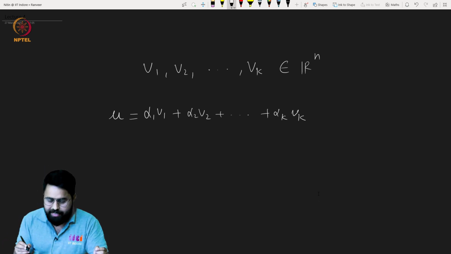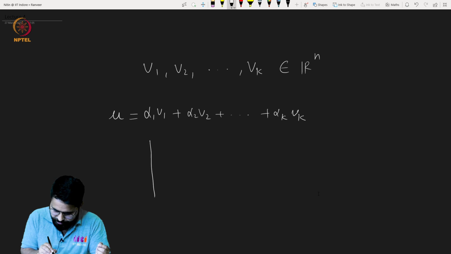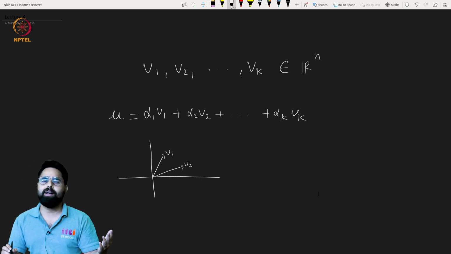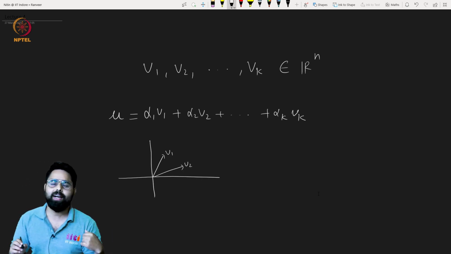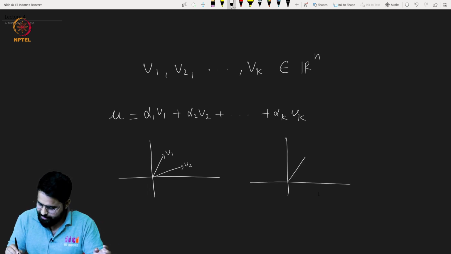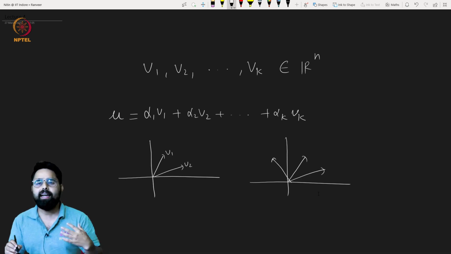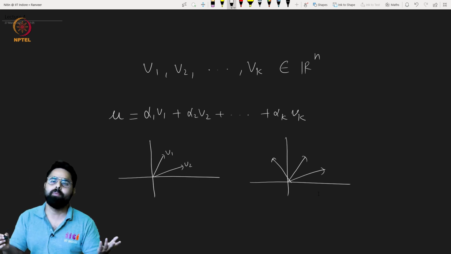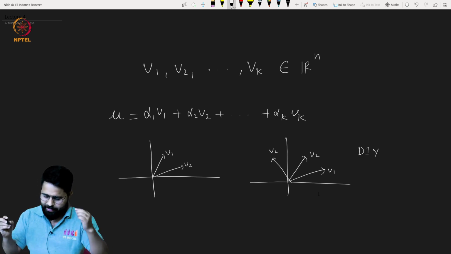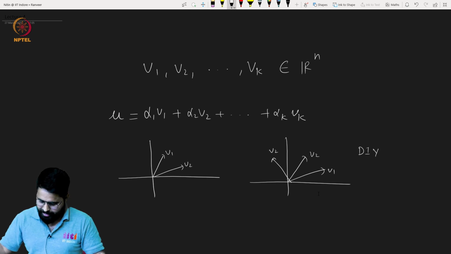For example, let us take the 2D plane here. Suppose I draw this vector v1 and this v2. No matter how much you scale one vector, you cannot write the other vector in terms of it. But if you take three vectors, you can write any of these vectors as a linear combination of the other two. It is for you to check again, a DIY, why it happens. Very simple observation, basic linear algebra stuff.